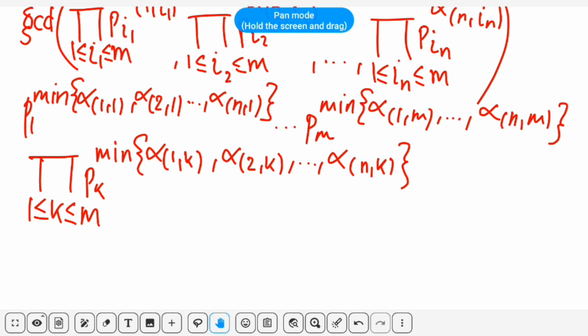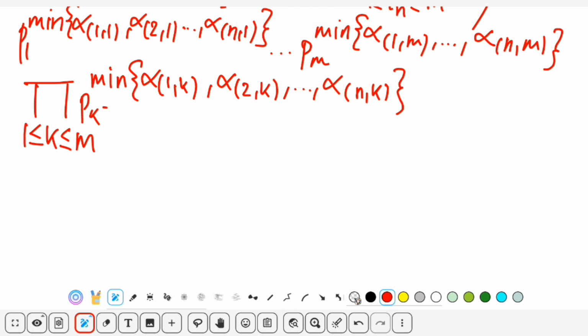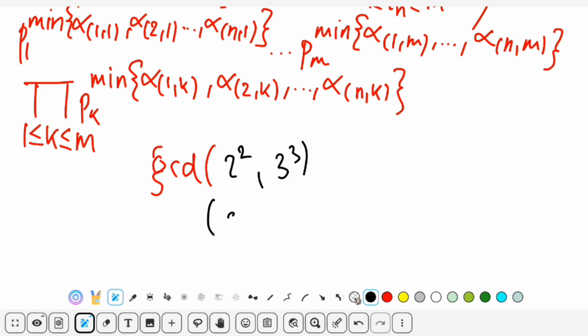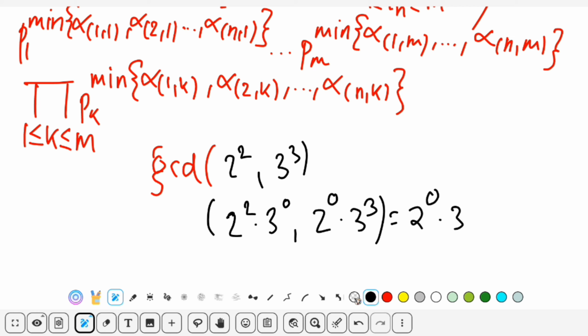And you can easily check this by an example. Let's take an example: GCD of 2 to the power 2 times 3 to the power 0, and 2 to the power 0 times 3 to the power 3. As I told you, we consider the minimum power, so the minimum will be 2 to the power 0 times 3 to the power 0. This will be 1. And everyone knows that these two positive integers are co-prime to each other, so we get the GCD 1.